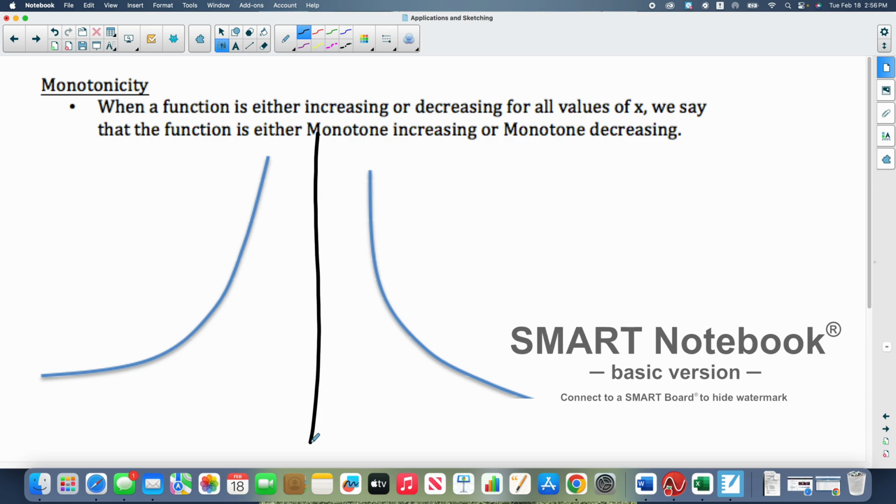So this would be a monotone increasing because it's only doing one thing. It's only increasing the whole graph. This would be a monotone decreasing because it's decreasing for the entirety of the graph. It doesn't necessarily always happen. It could increase and decrease in the same graph. But if it's got monotonicity, then it's only doing one or the other. Only increasing, only decreasing.